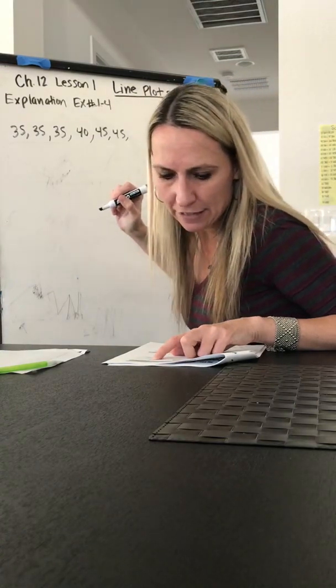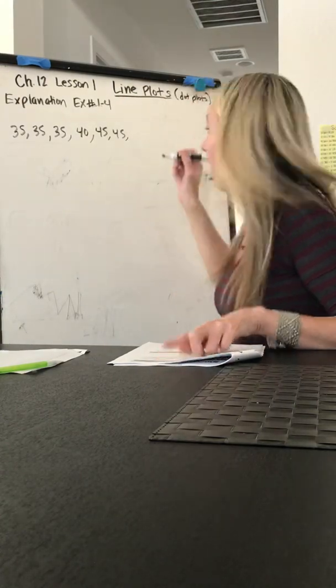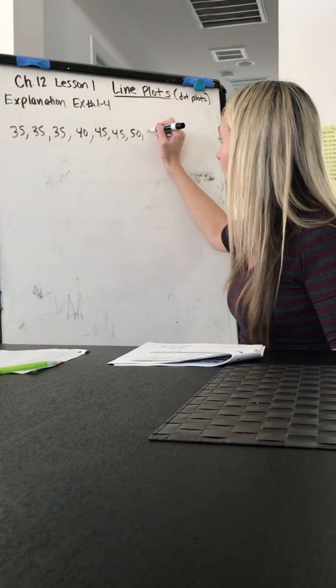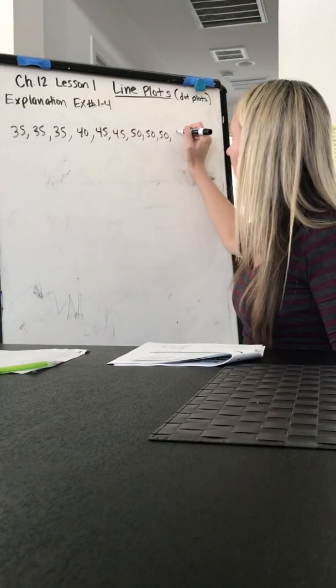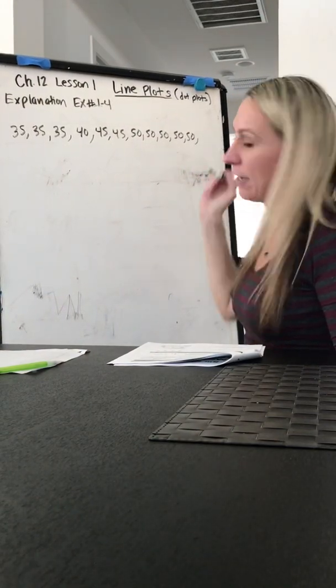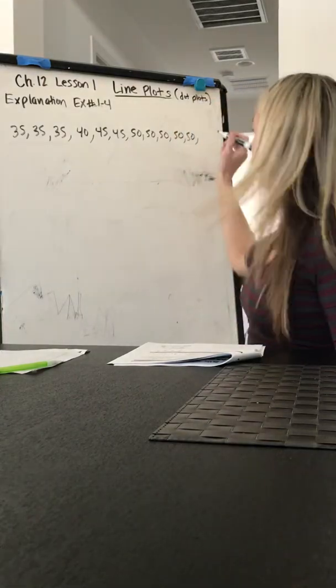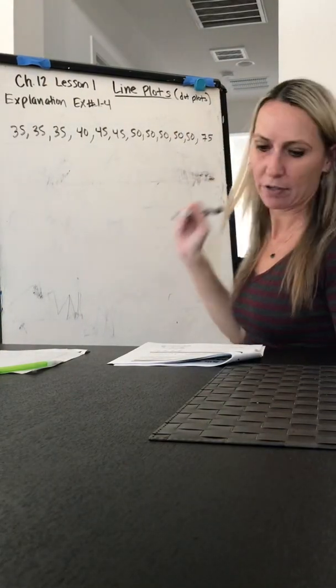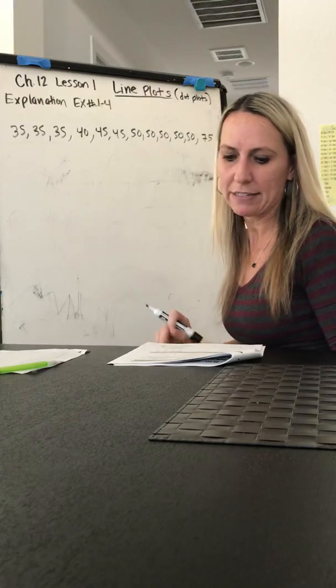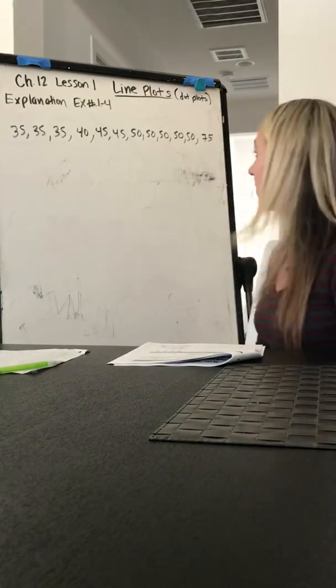And then at 50, there's 1, 2, 3, 4, 5. So 1, 2, 3, 4, 5. And then there's 75, way over here. Okay, and that's how much money he deposited in his savings account.